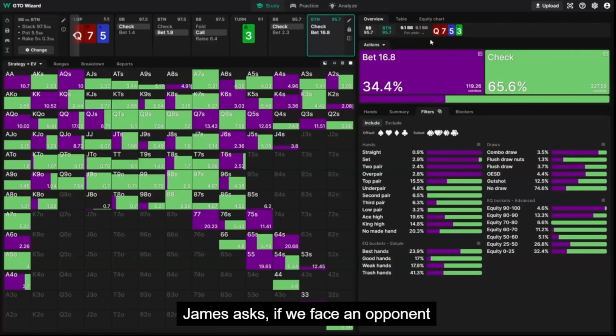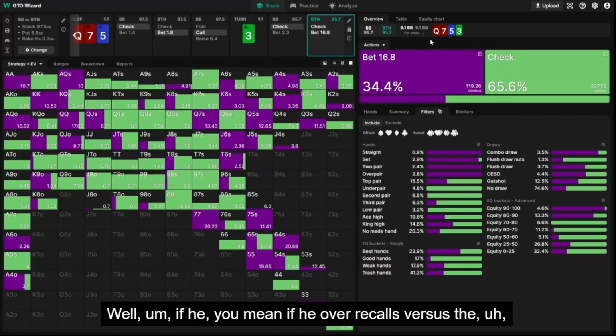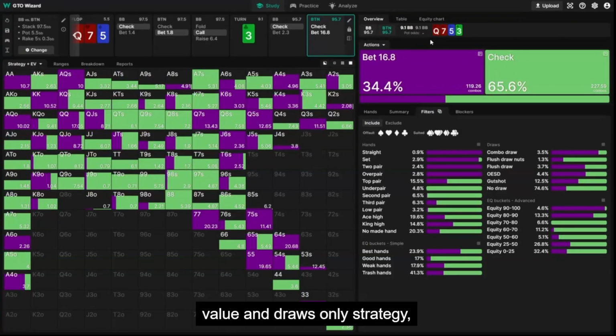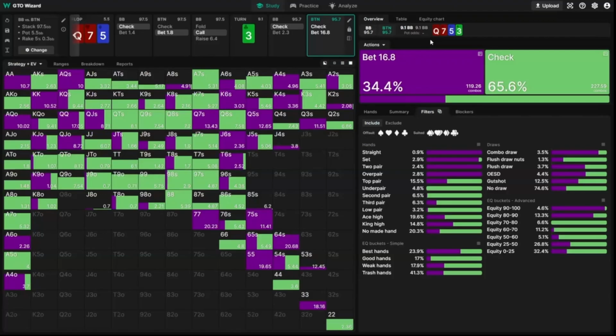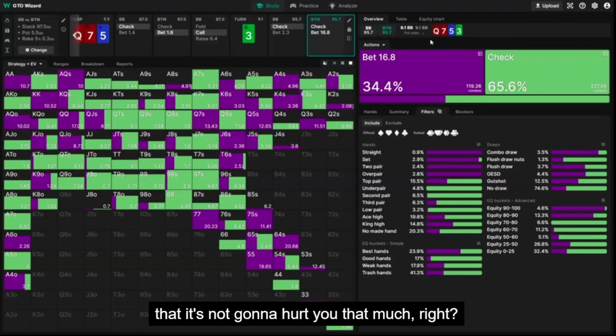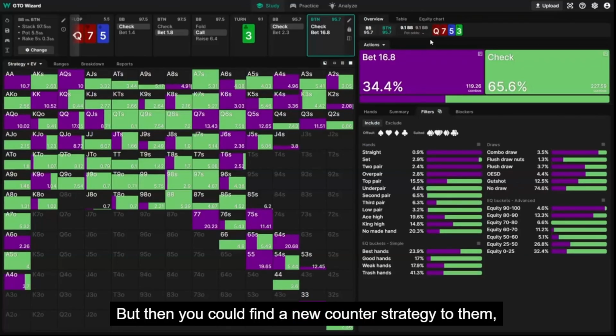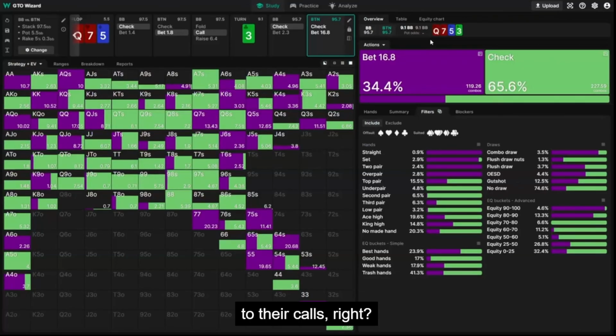James asks, if we face an opponent who overcalls versus this strat, how does that affect our EV? Well, if he overcalls versus the value and draws only strategy, then it would not be that bad, right? If your opponents are not exploiting you, then making a mistake or a frequency imbalance is not going to hurt you that much, right? But then you could find a new counter strategy to their calls, right?